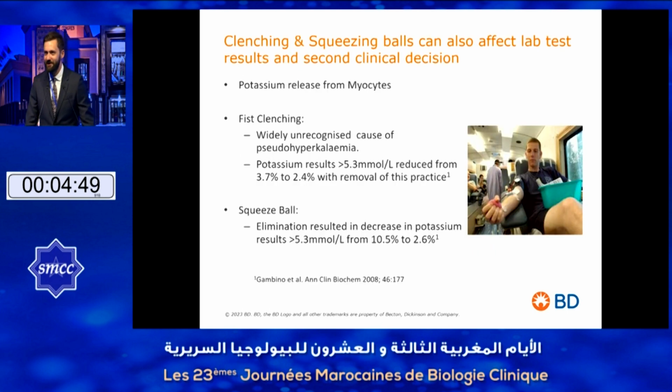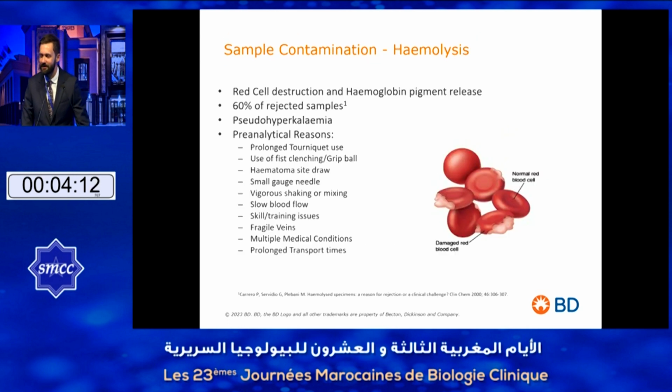That's why we always say, release the tourniquet when blood goes into the first tube. And also sometimes, especially non-experienced nurses, ask patients to work with the fist to make veins more visible. It's good for the nurse to get blood the first time, but unfortunately it's not good for the patient, because if we work with the fist, with the hand, it activates myocytes and releases potassium. So it would be a reason of falsely elevated potassium results and pseudohyperkalemia. That's why we always say please keep the fist tight, and when blood goes into the first tube, you can release your fist.